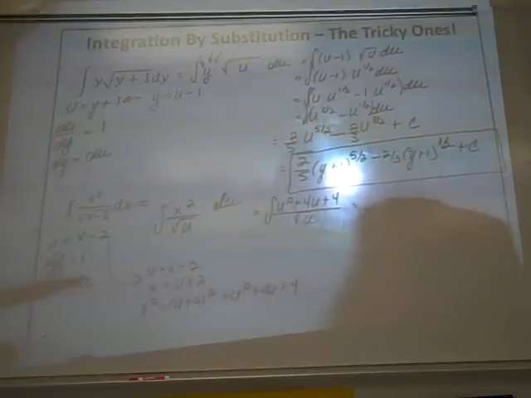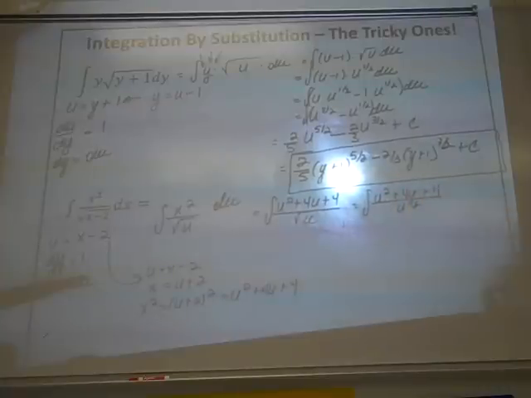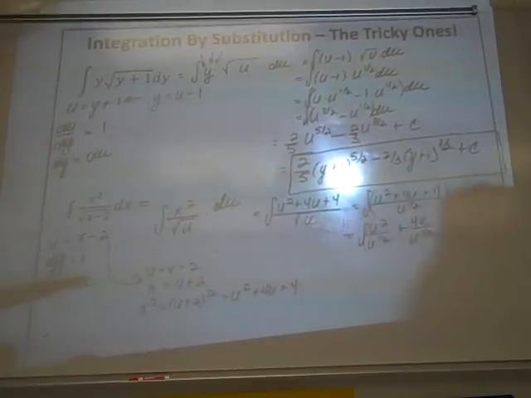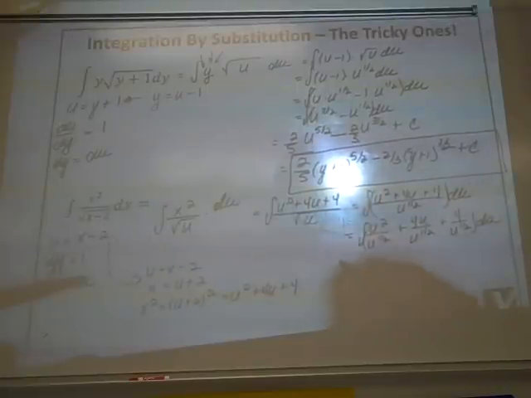I'm going to rewrite this: u squared plus 4u plus 4 over u to the 1/2. I'm going to split this up: u squared over u to the 1/2 plus 4u over u to the 1/2 plus 4 over u to the 1/2, all of that du. And technically I should have had a du up there.